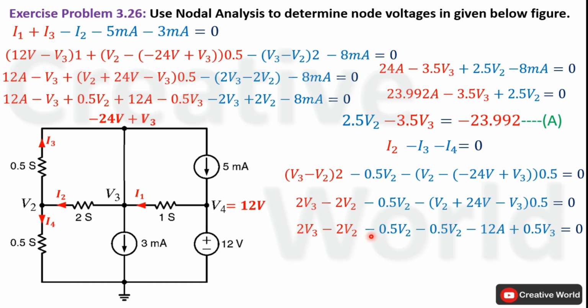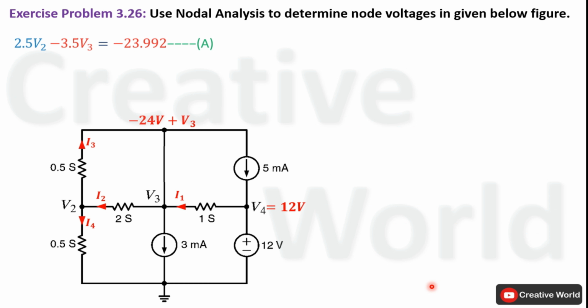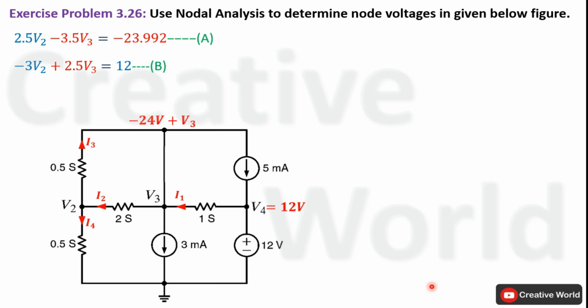Now add values having the same variables together. The equation will become 2.5 V3 minus 3 V2 minus 12 ampere. Place this constant value on the other side of the equal sign and rearrange the equation. The equation will become minus 3V2 plus 2.5 V3 equal to 12. This is the second node voltage equation of the network. Up to this point we have retrieved two node voltage equations. Now we will try to solve these two equations in order to calculate all node voltages.